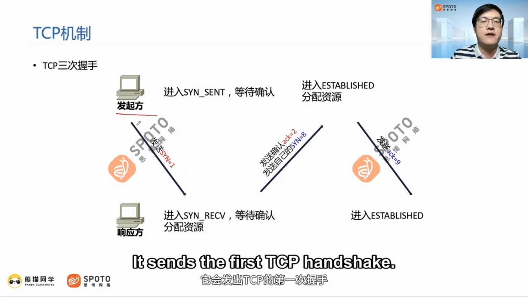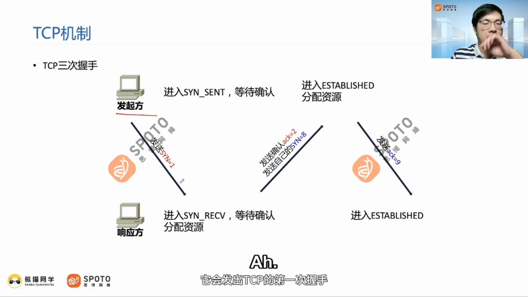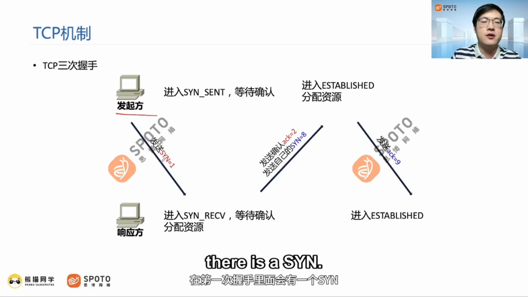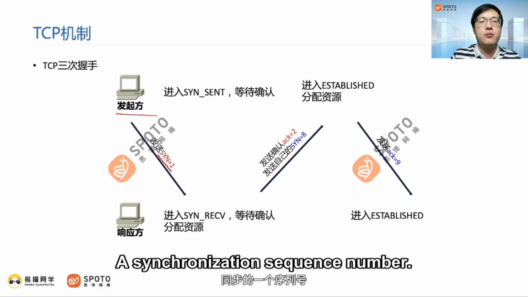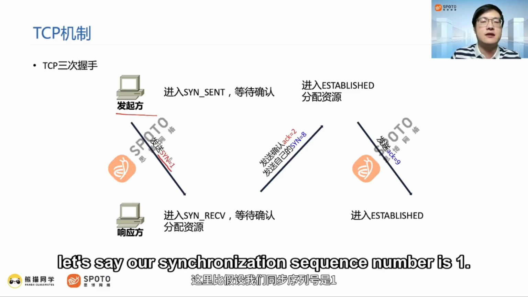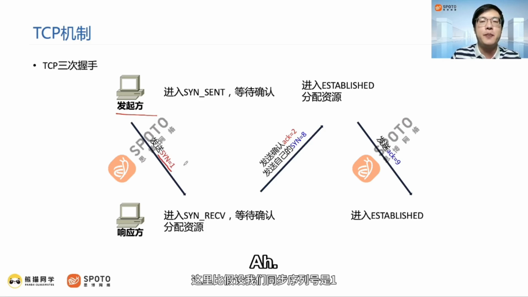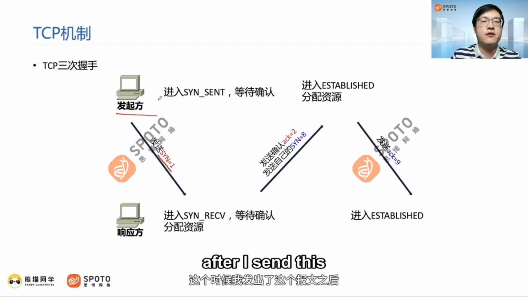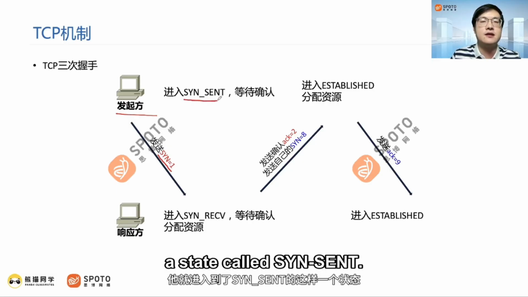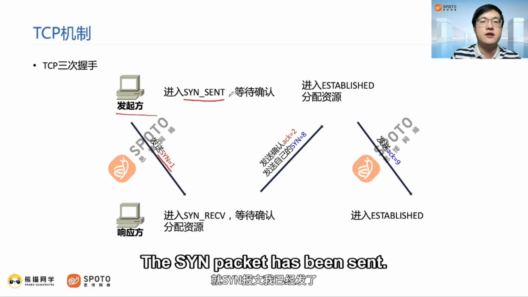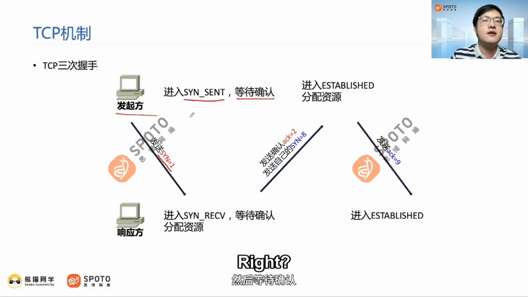At this time, it sends the first TCP handshake. In this first handshake, there is a SYN, which we call synchronization. For example, let's say our synchronization sequence number is 1. After sending this first TCP packet, it enters a state called SYN sent. The SYN packet has been sent. And then it waits for the other side to confirm.